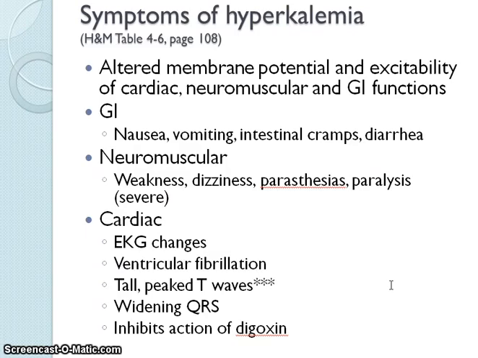Hyperkalemia is going to alter that membrane potential and cause excitability of our cardiac, neuromuscular, and GI functions. For GI, they're going to see problems like nausea, vomiting, cramping, and diarrhea. It's not constipation; we're going to see more diarrhea and cramps. They're going to have neuromuscular changes like weakness, dizziness, and paresthesias, which means they feel numbness and tingling sensations. They can also get paralysis if it gets severe.